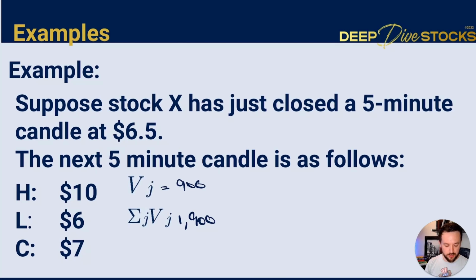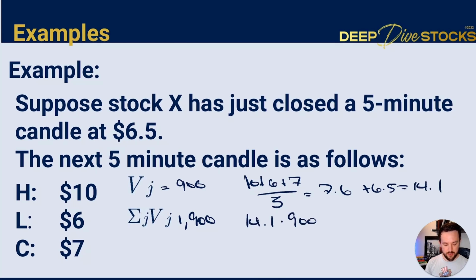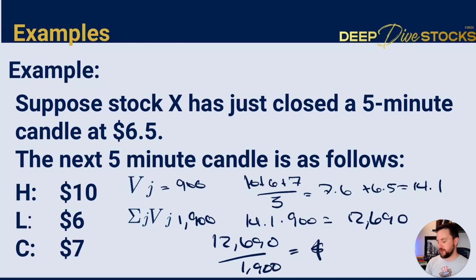So we start out as usual. We do 10 plus 6 plus 7 divided by 3, which is 7.6, plus 6.5 equals 14.1. 14.1 times 900 is equal to some obscenely large number, 12,690. And then we're going to divide 12,690 by the total volume, which is 1900. And our new VWAP value is, drum rolls please.